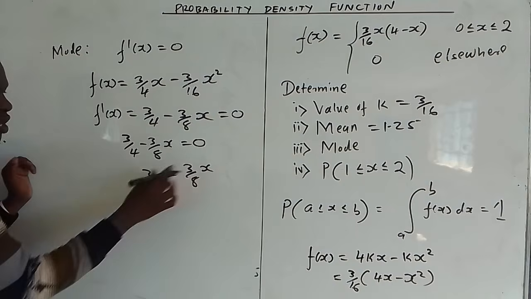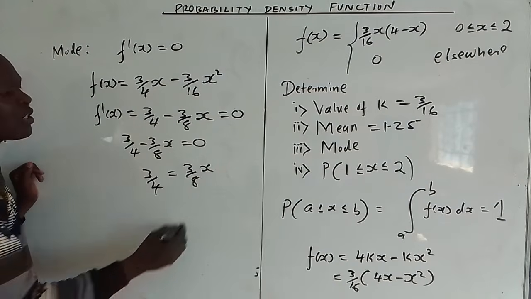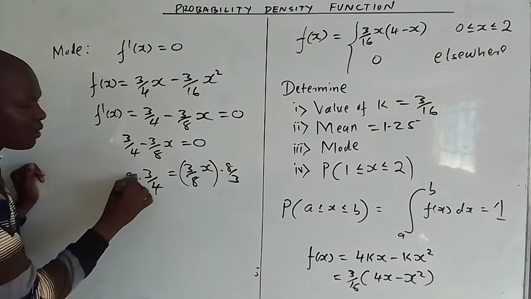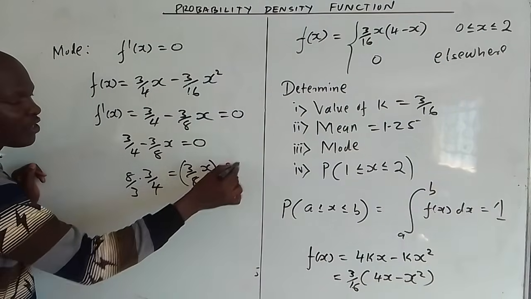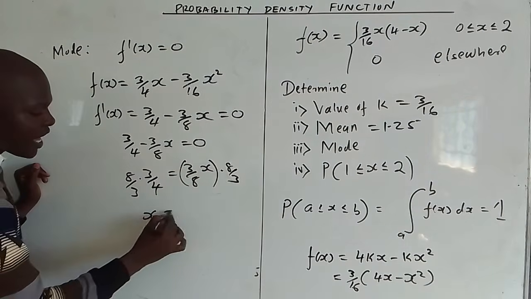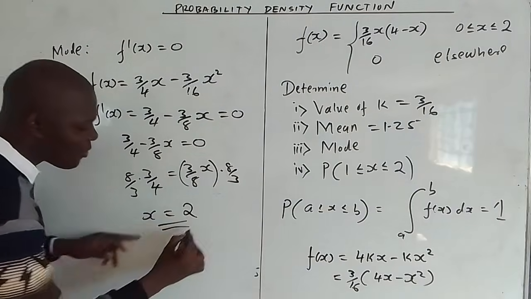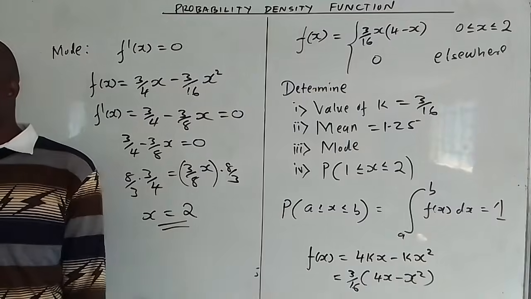So can you solve this? What is x? For you to get x, you multiply both sides by the reciprocal, 8 over 3. So 8 over 3 cancels with 8 over 3, you remain with x, and 3 goes with 3, meaning the maximum value is the point where x is equal to 2.